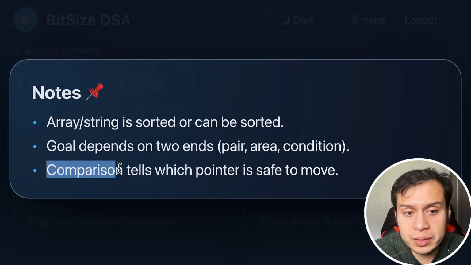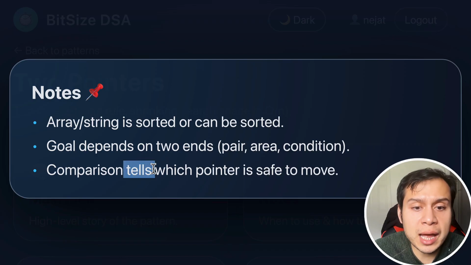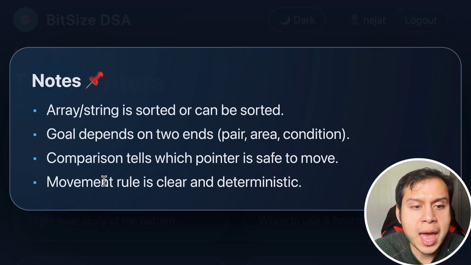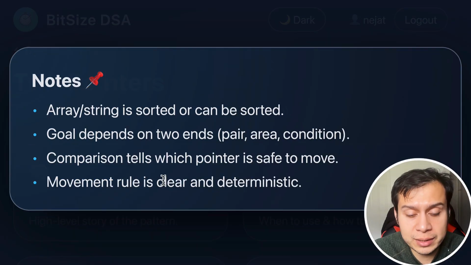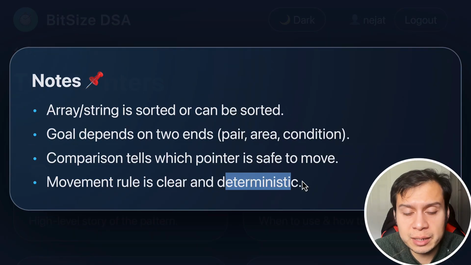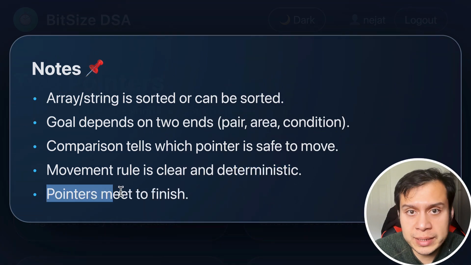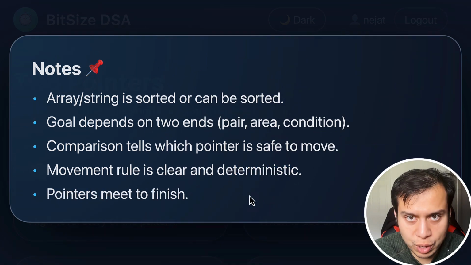So we do some sort of comparison based on these areas or conditions, which will tell us which pointer is safe to move. Sometimes we move the left pointer and sometimes we move the right pointer. And then this movement rule is clear, deterministic, based on the question itself. And then the pointers will meet at some point to finish this whole process.